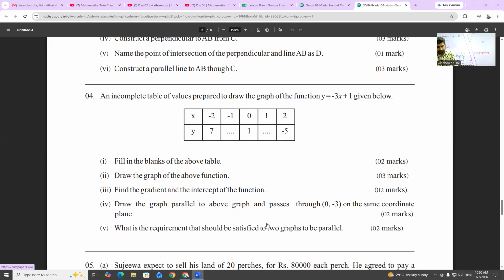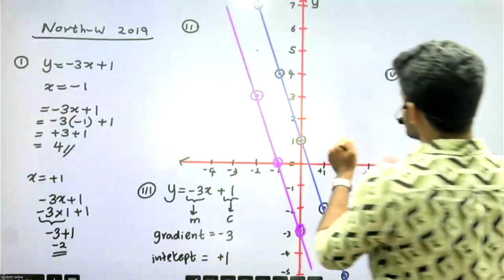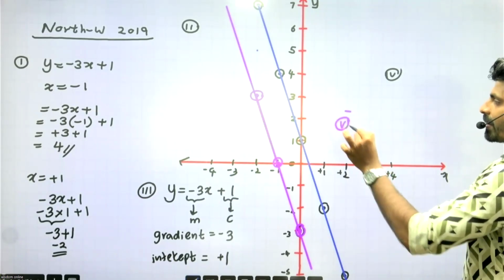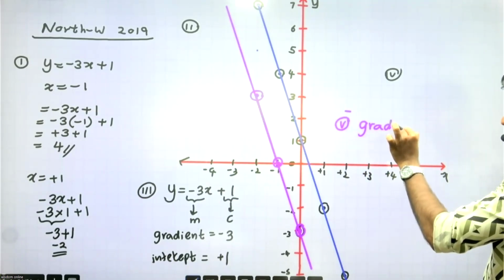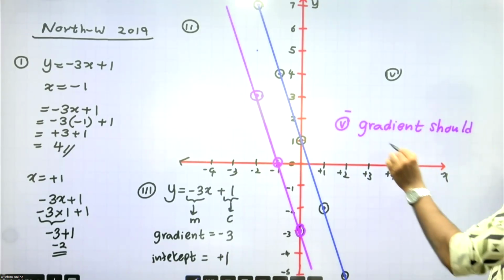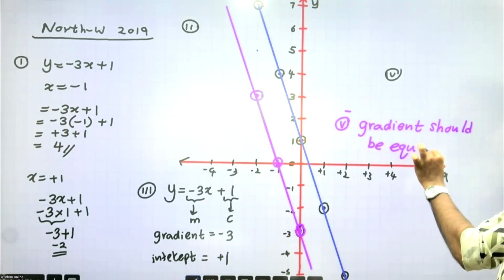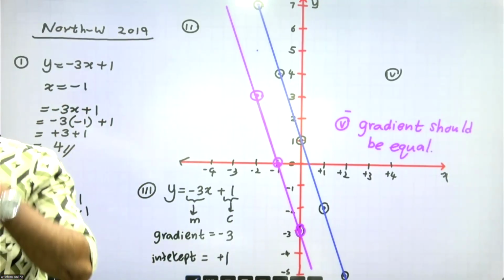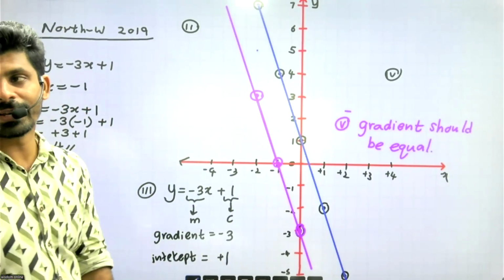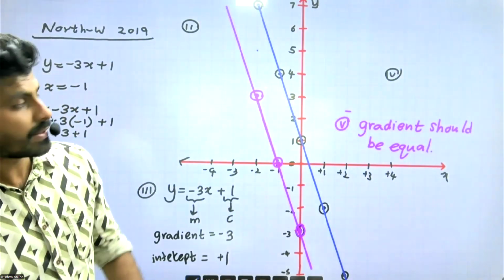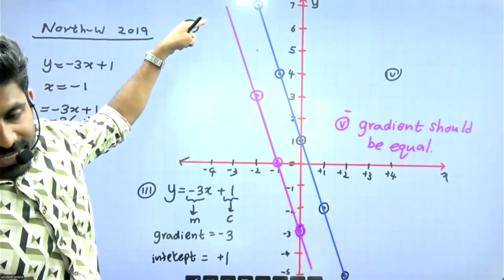What is the requirement that should be satisfied for two graphs to be parallel? Two graphs parallel means the gradient should be equal. Gradient value should be equal. Northwestern Province 2019 paper.